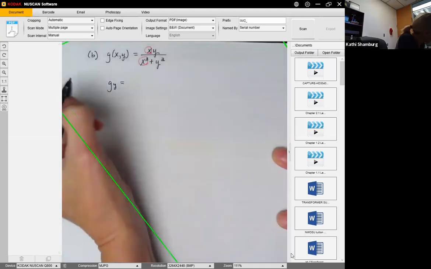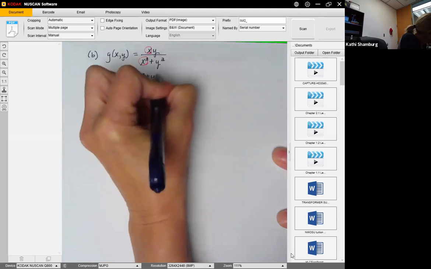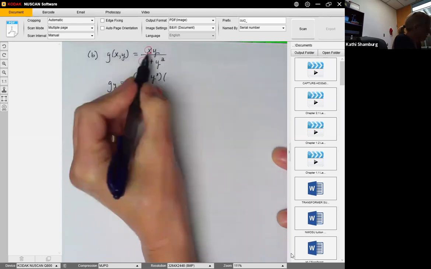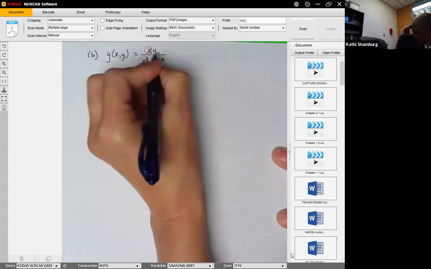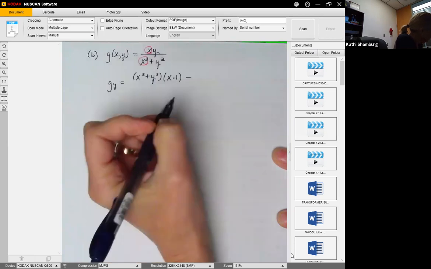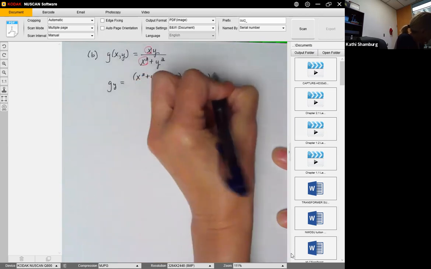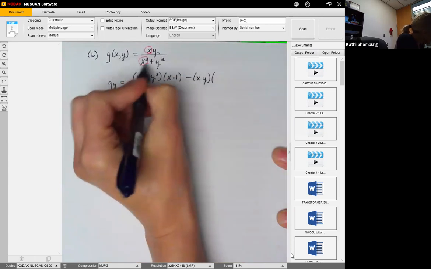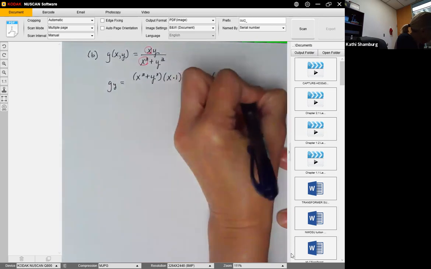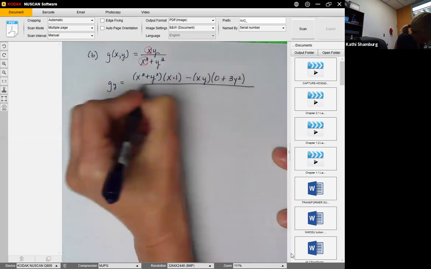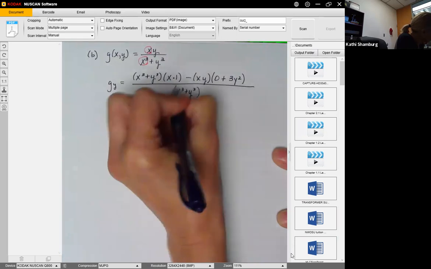All right, so again, low times the derivative of high. X is a constant multiple. Derivative of y is 1, minus high times the derivative of low. This is a constant, so that's 0, and this would be 3y squared. All over low squared.